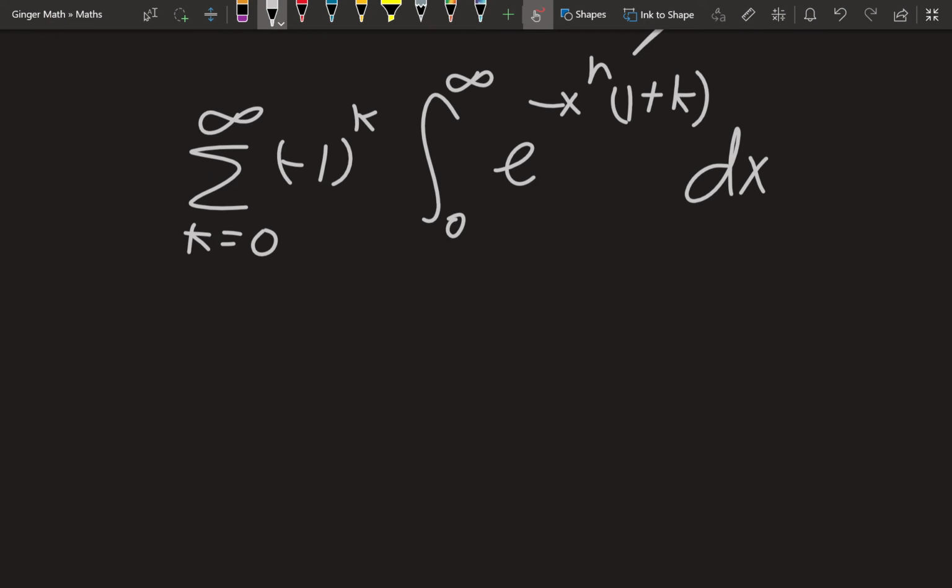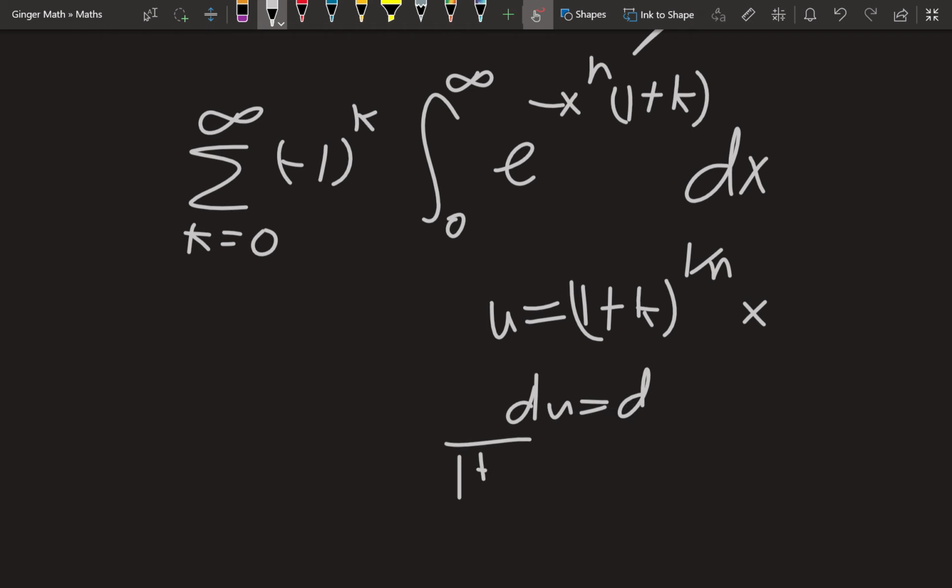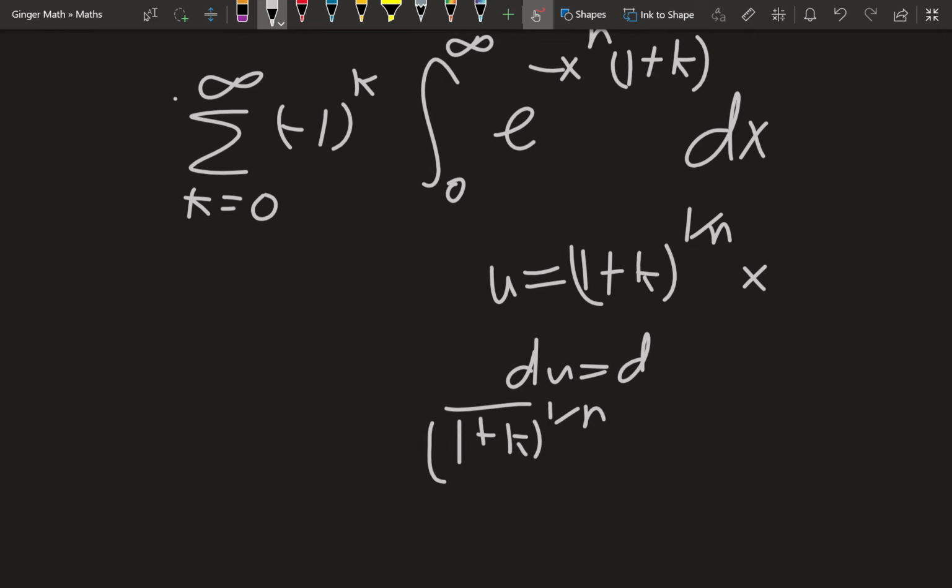So, it's a little tiny u sub. We're going to let u equal 1 plus k to the 1 over n times x, of course, and that means our du is equal to our dx, just with an extra factor of 1 plus k to the 1 over n thrown in right here. And then, just subbing that in, there should be an x there.